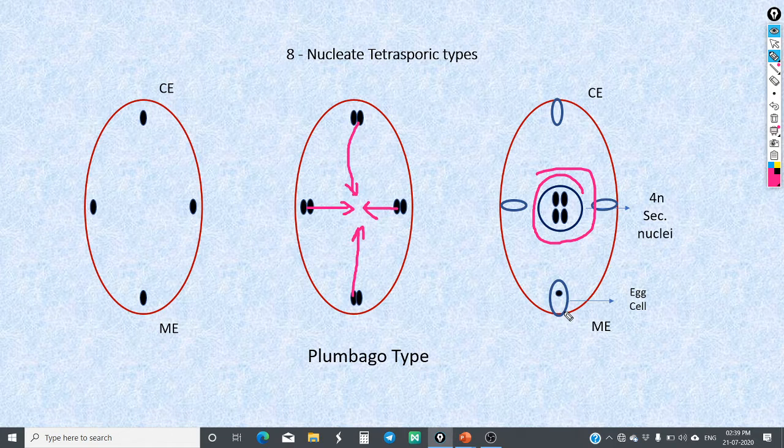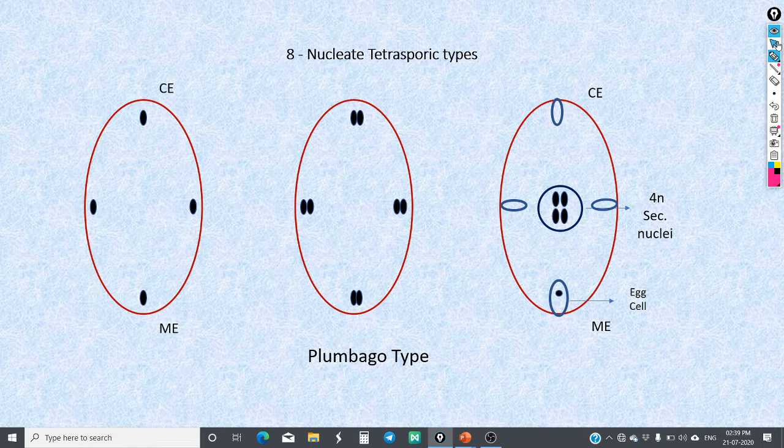Okay, and the remaining three, which are at the three ends, form the antipodals. Soon after, they will degenerate. Only the egg and this secondary nucleus, which is tetraploid in nature, remain. Okay, so this is the Plumbago type of 8 nucleate tetrasporic type of embryo sac development.